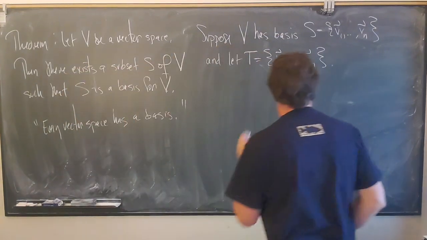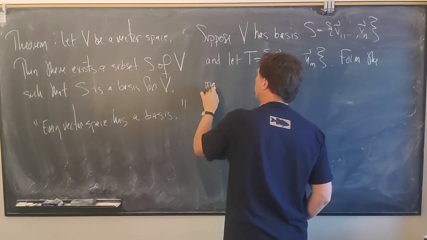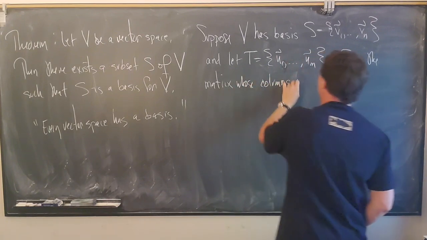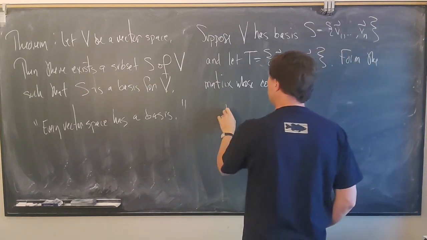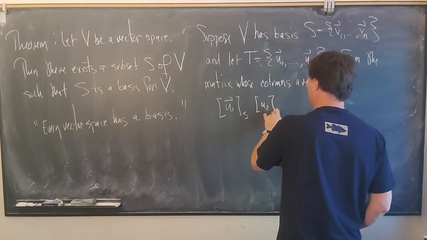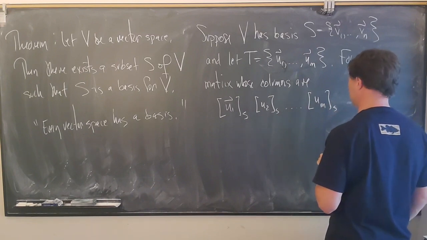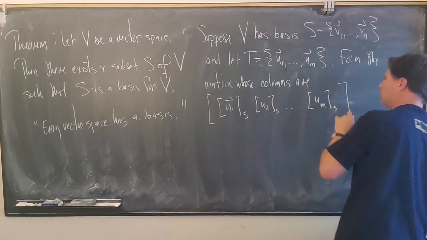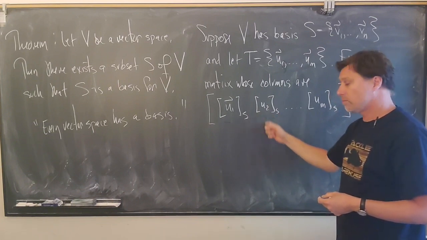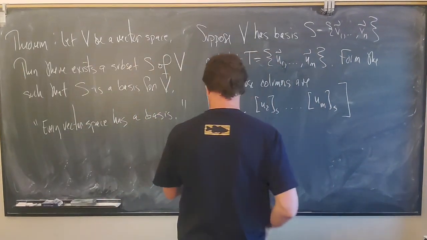Now, what I want to do is form a matrix whose columns, in order, are U1 bracket sub S, U2 bracket sub S, all the way to U sub m bracket sub S. So what we've got is a matrix whose columns are the coordinates of U1 with respect to S, there's the first one, the coordinates with respect to S of U2, and so on, all the way down to U sub m.